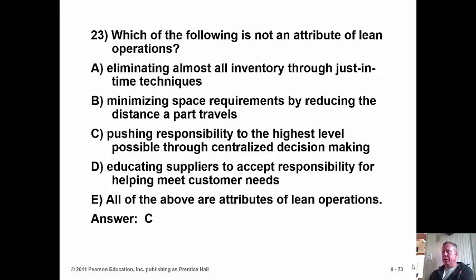So lean operations, if you want to go there, lean is just sort of the bigger aspects, the enterprise level of manufacturing. So you've got just-in-time down at sort of the tactical level, and then lean is up at the higher level typically. But it's the same concept, so don't get too wrapped up about it. Pushing responsibility to the highest level through centralized decision making is not a good idea. It doesn't work for anything actually, but especially in manufacturing. All right, we've got every dog now.